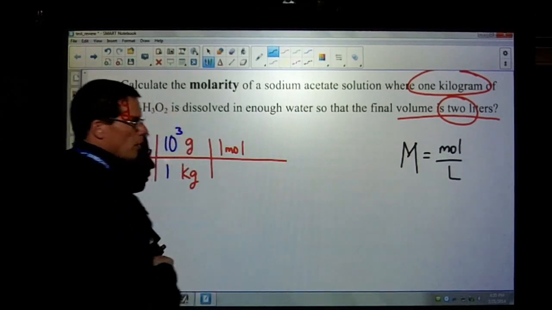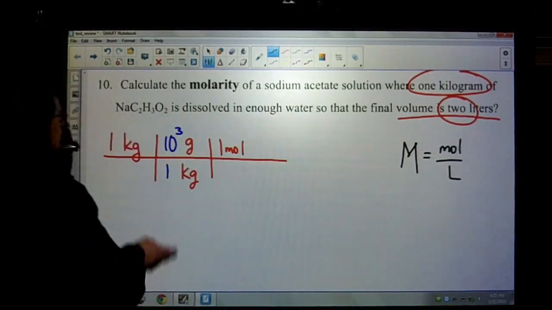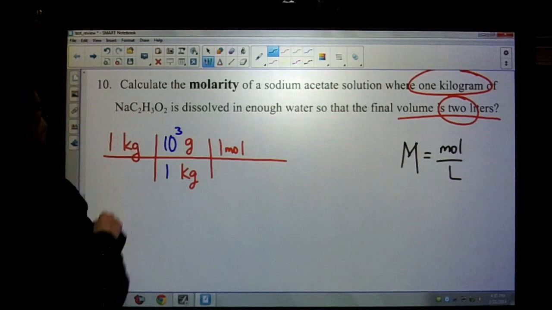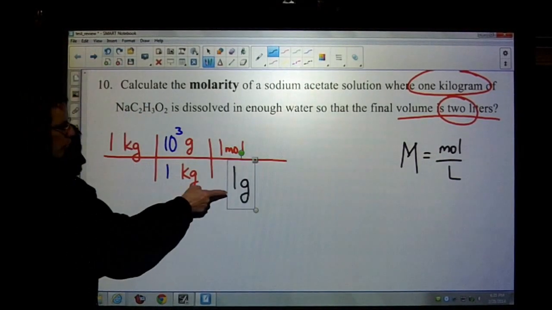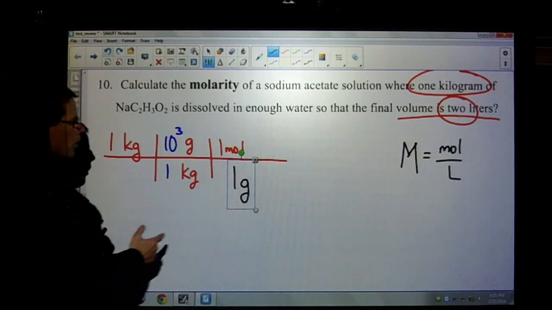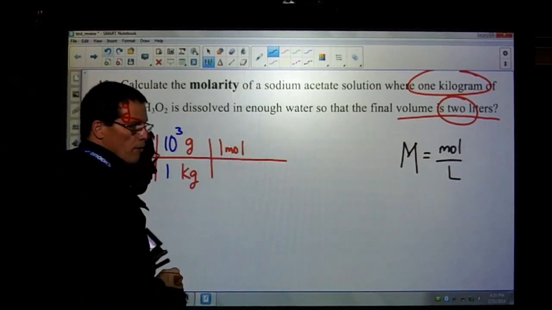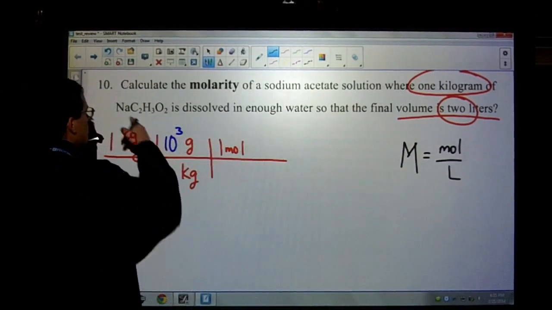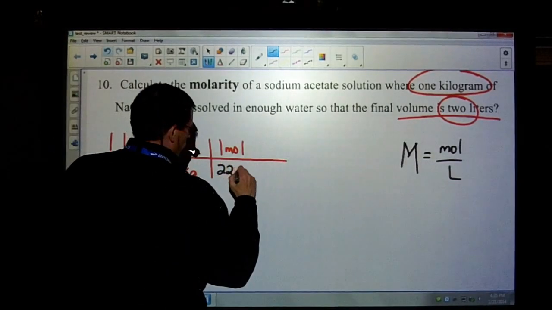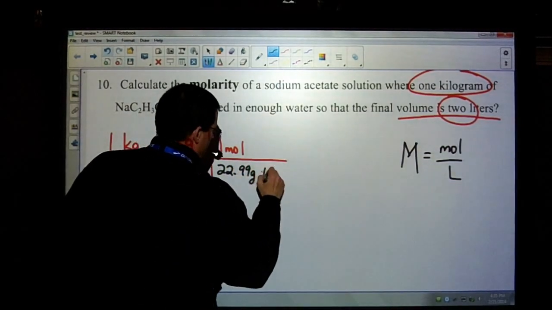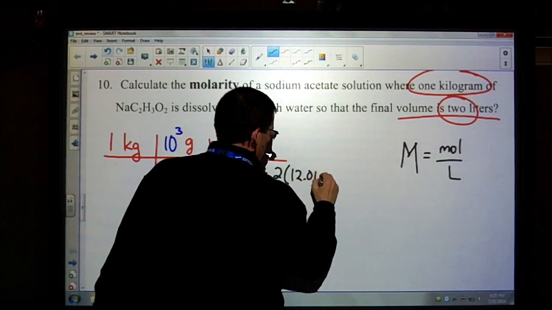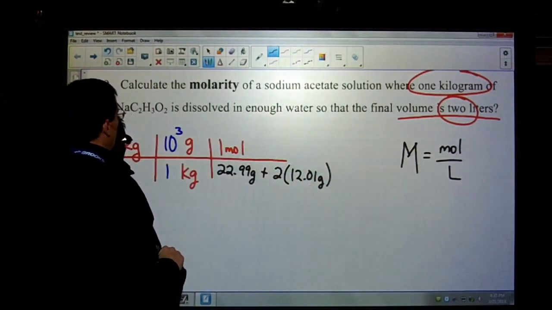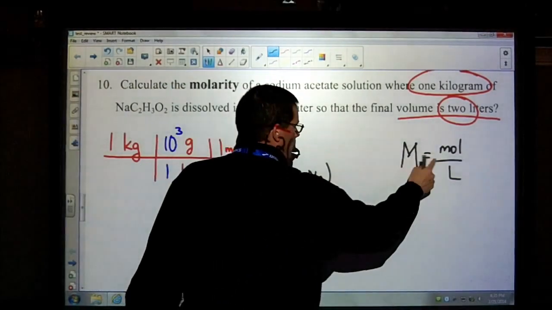What you need to do is find the molar mass. So you've got to go to the periodic table and ask yourself, I have sodium, I have 2 carbons, I have 3 hydrogen, I have 2 oxygen. So it's not 1 gram, it's 1 mole. So never ever write 1 gram again. So sodium, 22.99 grams, plus I have 2 carbons, 2 times 12.01, plus 3 hydrogen. Let me move this down.